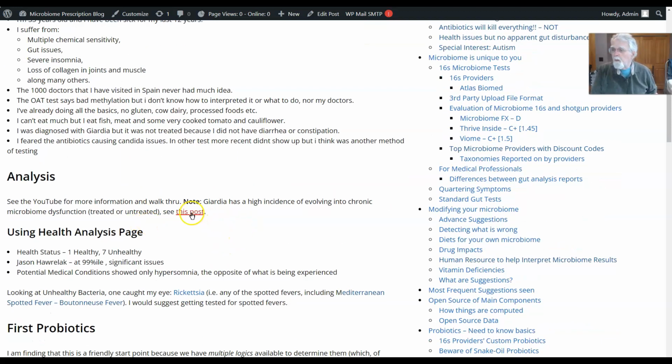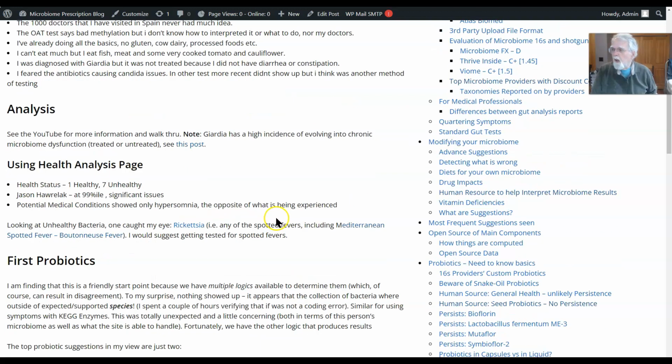Okay, this post will take you to see about Giardia. 1 healthy, 7 unhealthy. Basically doesn't look bad at all. Jason's Hollerix criteria, 99 percentile, which basically means no significant issues. Potential shows only hypersomnia. The opposite of what he has experienced is insomnia. At least we have something connecting with sleep disturbance there.